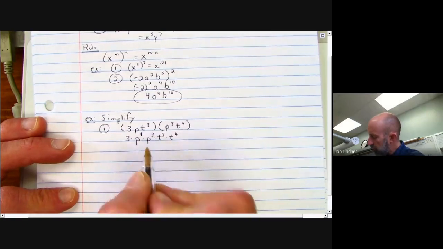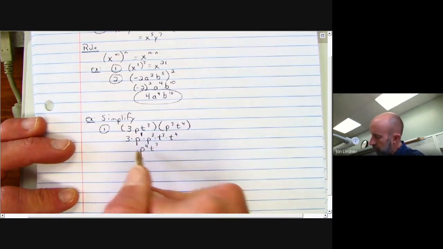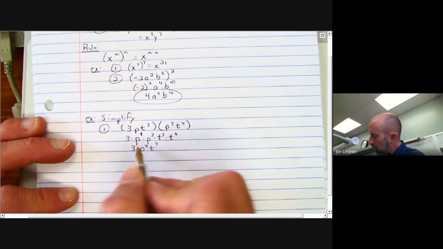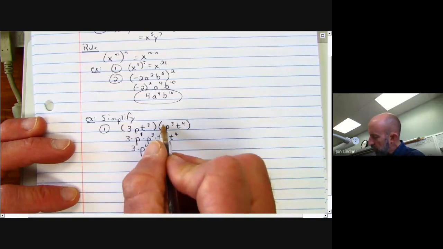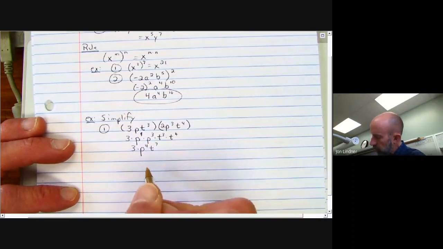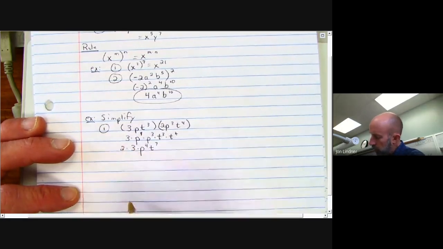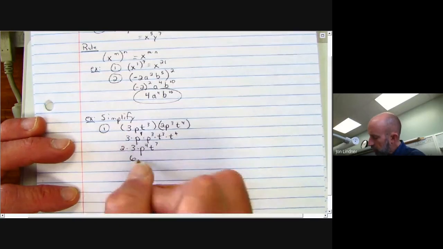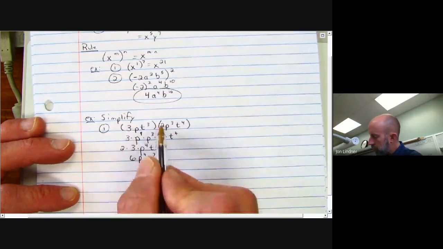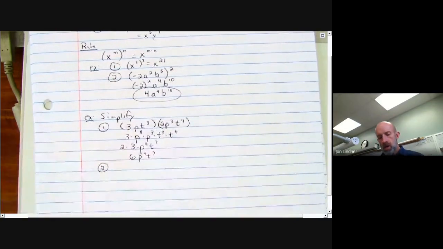Then I just add my exponents. This will become p to the fourth. This will become t to the seventh. The 3 just gets multiplied out in front. What if there would have been a 2 right here like this? Well, then the 2 and the 3 would have to be multiplied together, and it would become 6p to the fourth, t to the seventh. So just know you got to multiply these numbers out in front. All right.